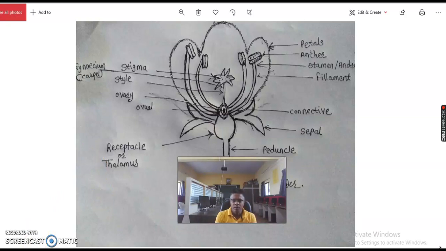Then we study the parts which we see in this flower diagram. Number 1, that is the peduncle. It is the stalk of the flower. Receptacle, it is the part of the flower where the parts of the flower are attached. Then the sepals, the outer part of the flower enclosing the developing flower bud. Then the stamen, it is the pollen producing part, and the last one is the anther, where pollens are produced.